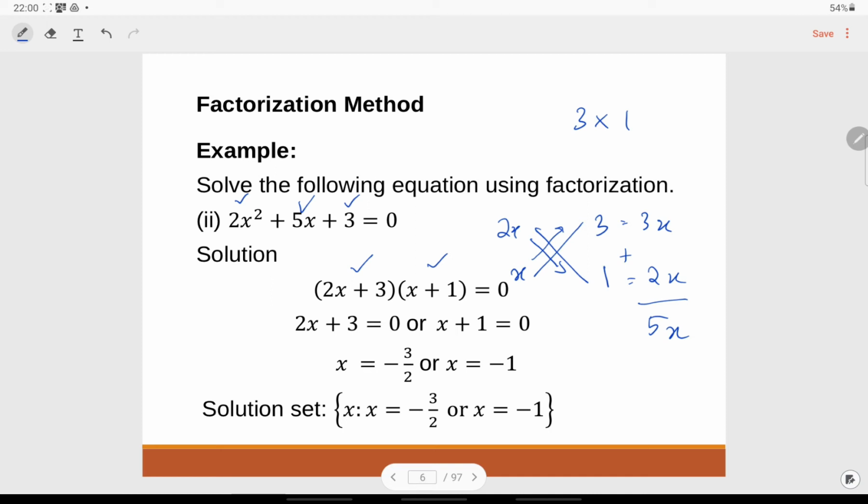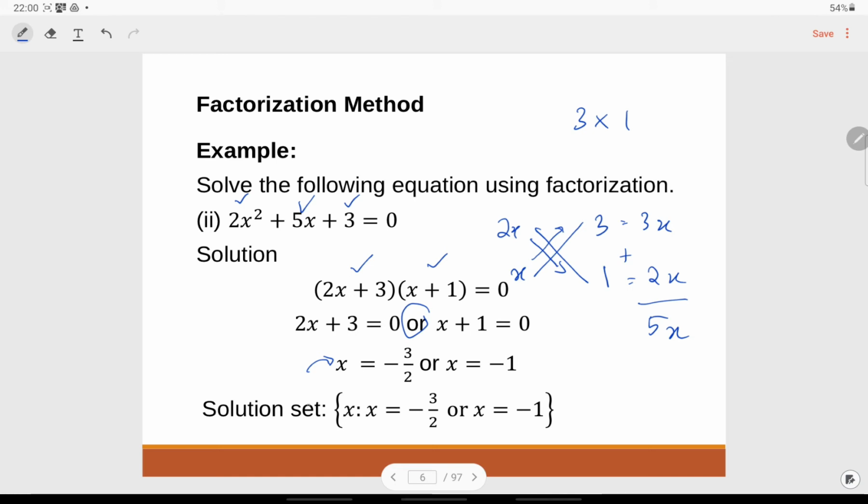So just like the previous case, this equation becomes true when one of these two values equal to 0. That is why we use "or" in the middle. So we have 2x + 3 equal to 0, x + 1 equal to 0. So we solve for x. We have x equal to negative 3 over 2 or x equal to negative 1.